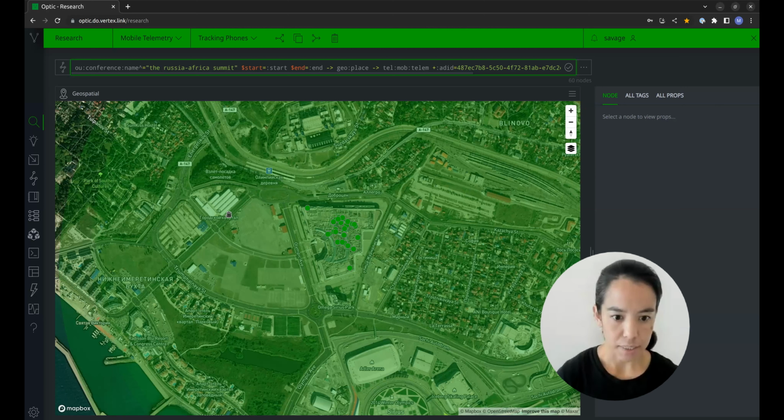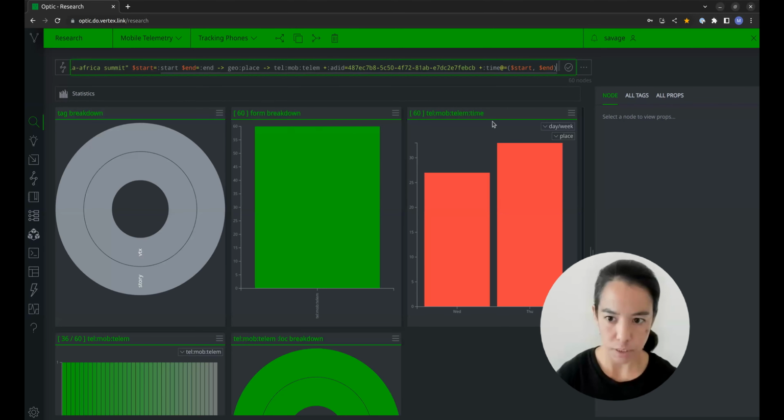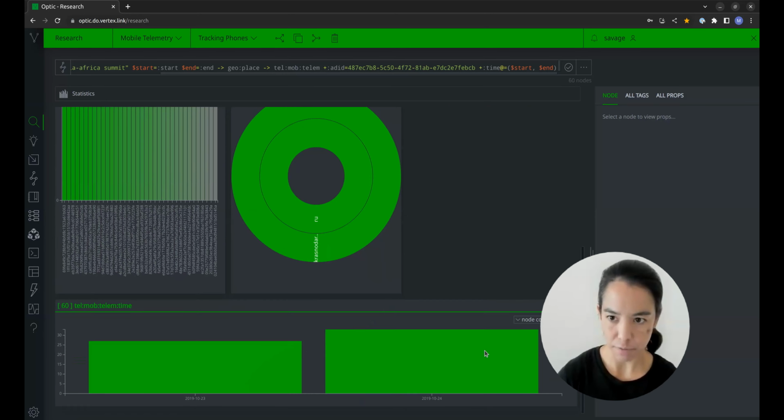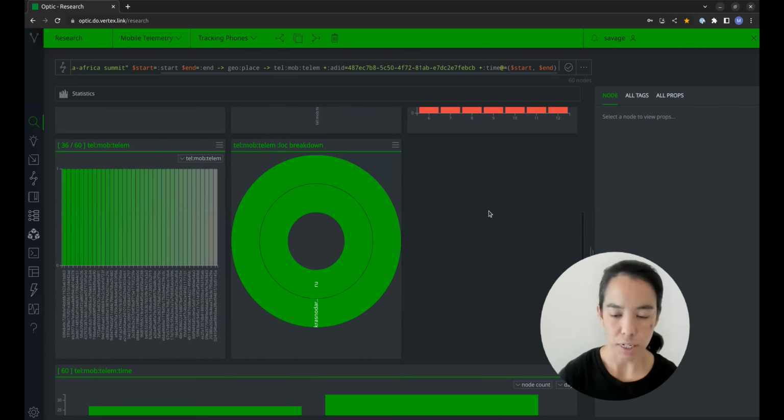If we take a look at this data, not in geospatial mode, but we switch over to stats mode, and I run this query again, we can get more of a sense of the breakdown of the time that the phone was beaconing. Some of the things that we might immediately look for is to verify that this phone is beaconing on the days that the conference was held. So if we go all the way down to the timeline view, we can see that it was beaconing on the 23rd of October and the 24th, which is, again, the conference dates.